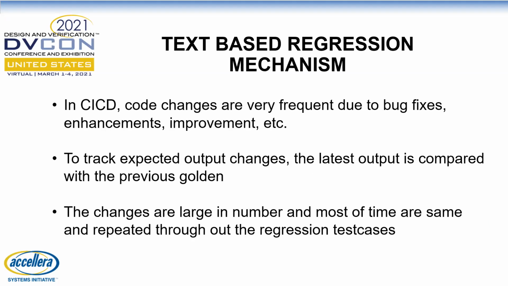Focusing on the very first part, that is the text-based regression mechanism: in a CI/CD cycle, code changes are very frequent. That may be due to fixing of some bugs or making some enhancements, improvements, etc. So in order to track the expected output changes, the latest generated output is compared with the previously generated output, or namely the golden output. These changes are in large numbers and most of the time are the same and repeated throughout the regression test cases.